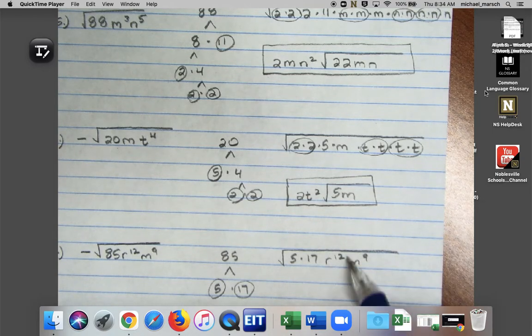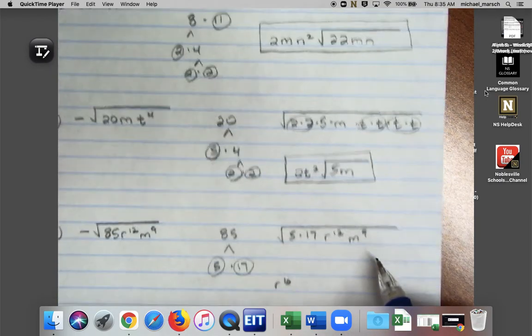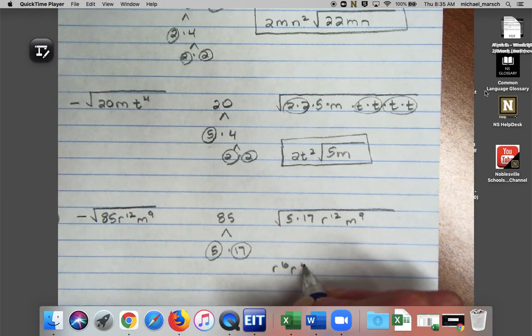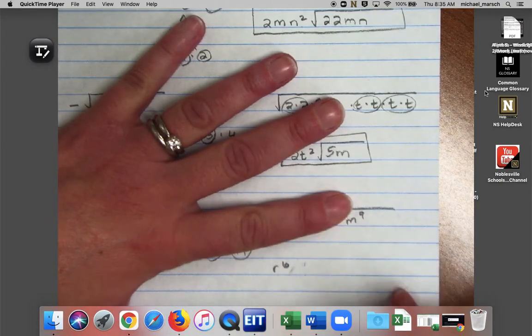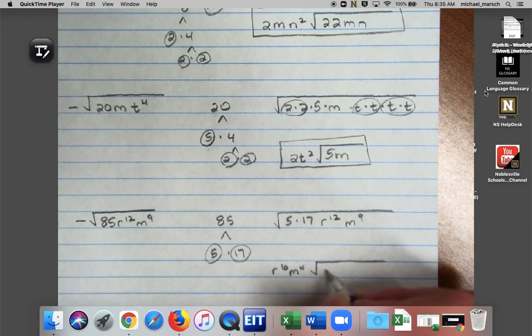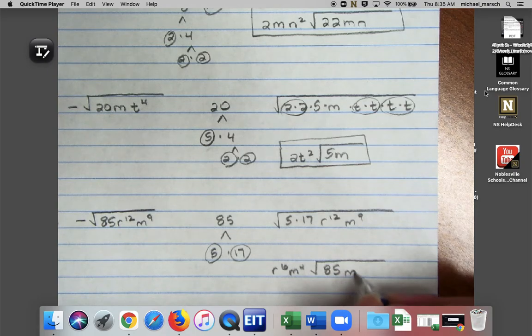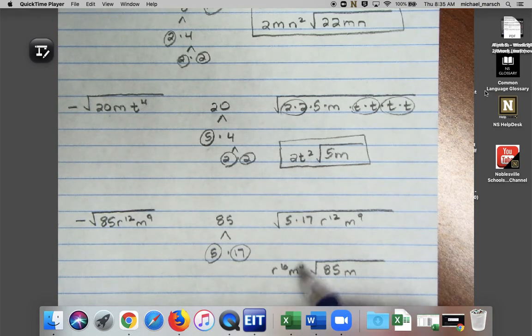Because I know that how many pairs of r's do I have here? 6, right? So I've got r to the 6th. How many pairs do I have here? Well, I'm going to have 4 pairs of 2, so that's going to be m to the 4th. And I can't do anything with this 5 and 17, so that stays as 85. And then I'm going to have a single m left because this would have been 8 of those 9 m's, so I have 1 left.